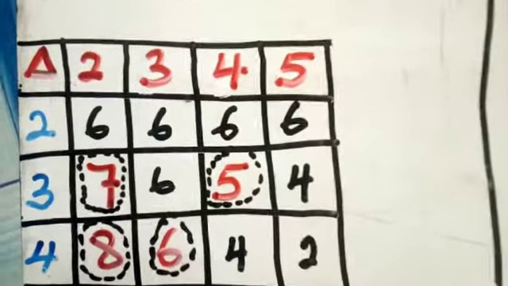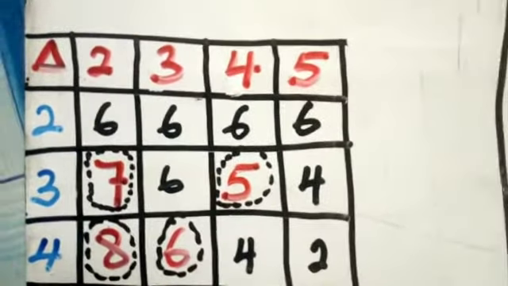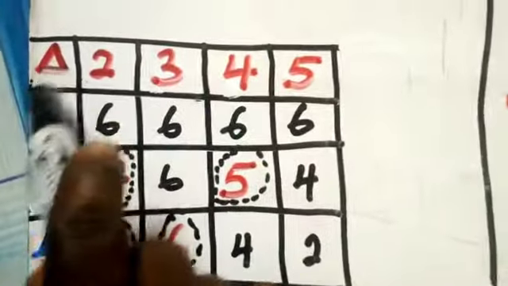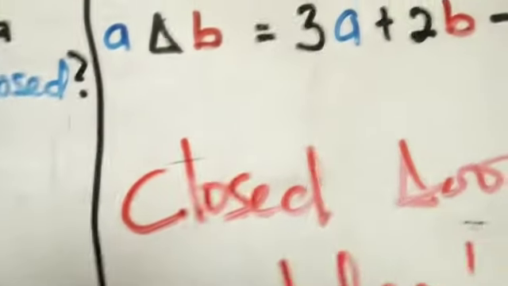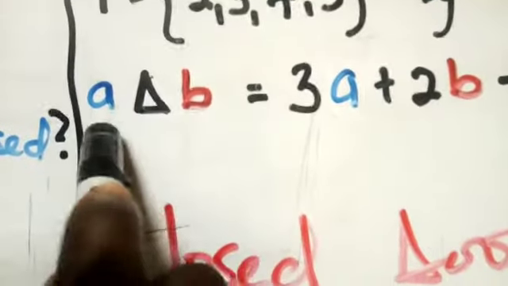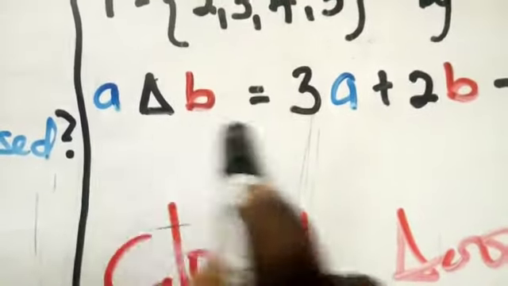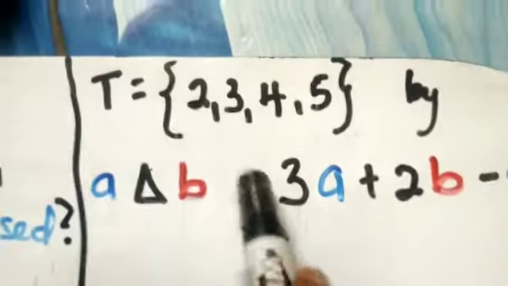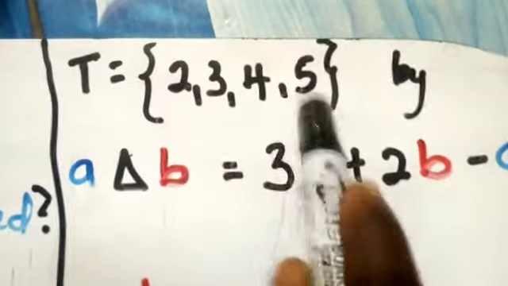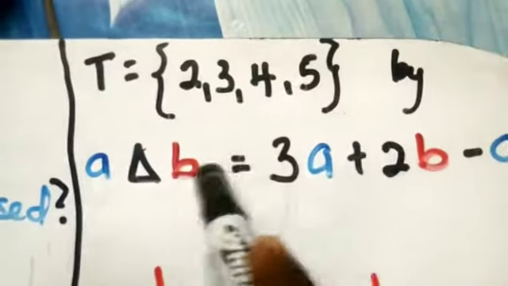First of all, they say we should copy and complete the table. We are going to copy. So this is the copy of how the operation is being defined. A delta B, the first person. How can we combine two people in our house? How many people are in the house? There are only 4 people: 2, 3, 4 and 5. And then we want to combine them together.